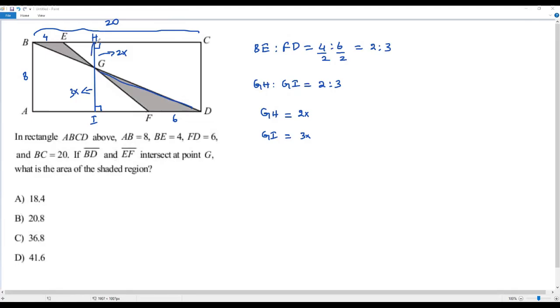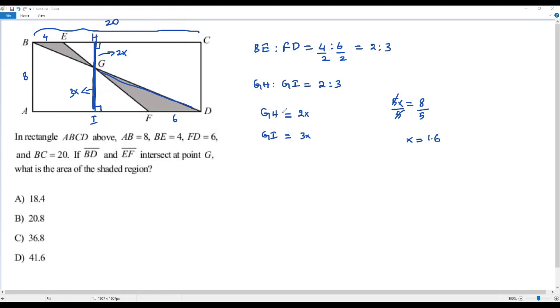Here when I add this GH and GI, that is equal to the length of this vertical line segment HI over here. So 5x is the length of this vertical line segment HI. But the length of this vertical line segment HI is 8, because the length of this vertical line segment over here is 8, the same length we can consider for this one as well. So 5x must be equal to 8. Now let's solve for x in this equation. For that, we have to divide both sides of this equation by 5. Then this 5 will cancel out. x equals, when I divide 8 by 5, I am getting 1.6.